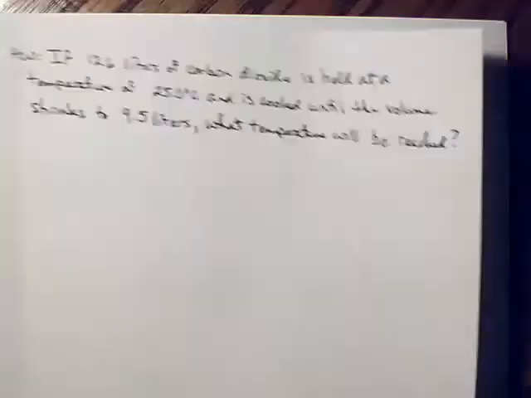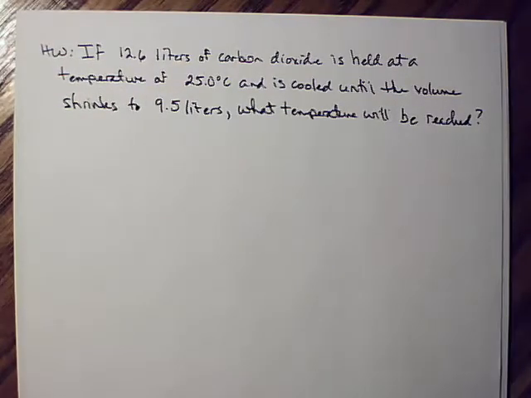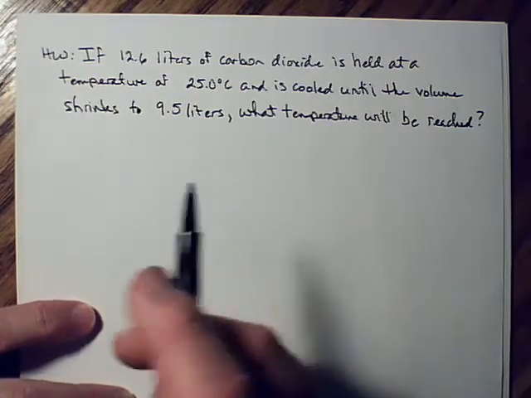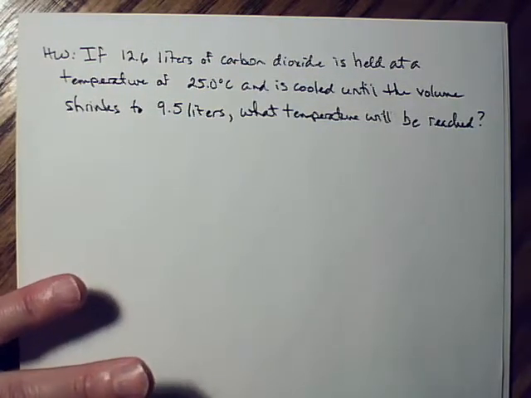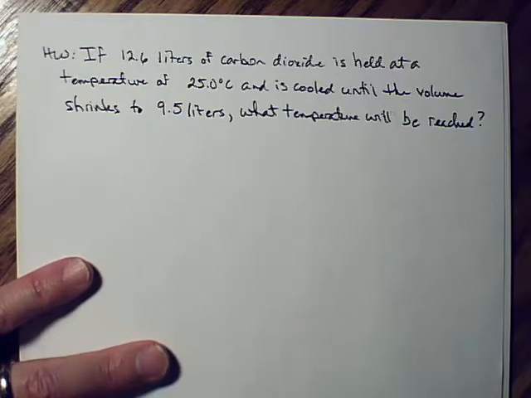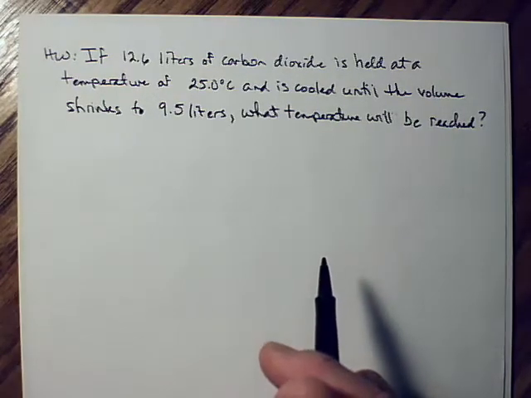So the homework problem that was assigned says, if 12.6 liters of carbon dioxide is held at a temperature of 25.0 degrees C and is cooled until the volume shrinks to 9.5 liters, what temperature will be reached?